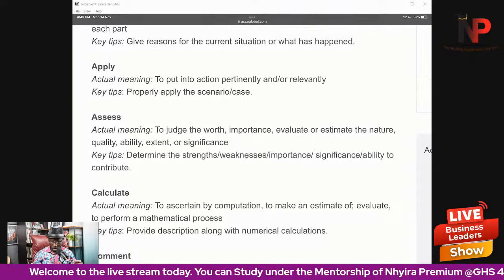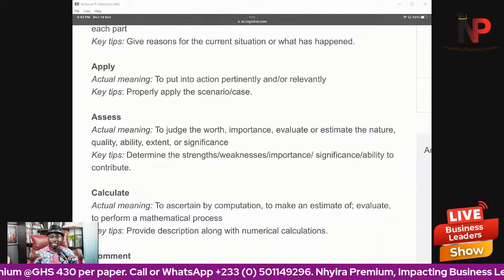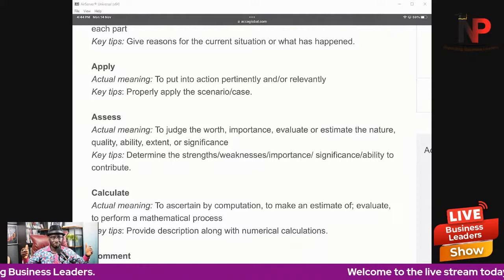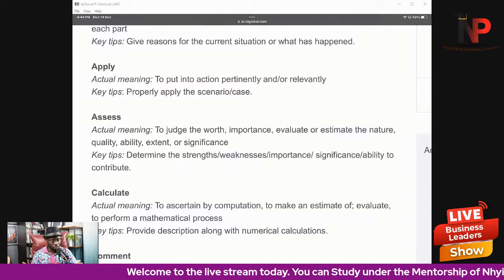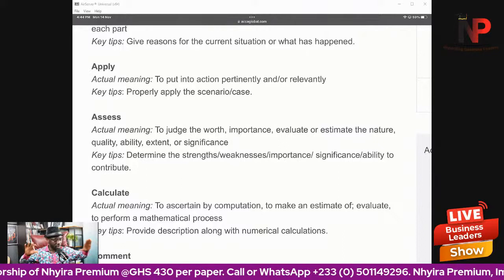Now, usually you're going to hear apply in the strategic case study, or sometimes rarely we're going to see that in maybe management accounting. But yeah, we are going to be given a scenario. And so based on the scenario, the examiner would ask us to apply a specific concept or a specific principle. That is another verb that the examiner can use in asking our questions.